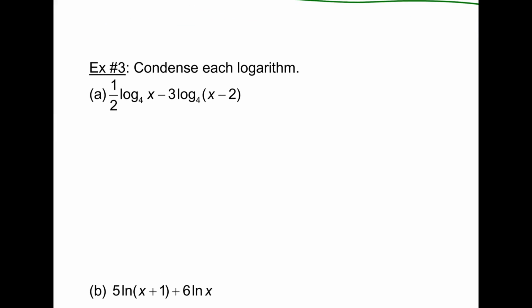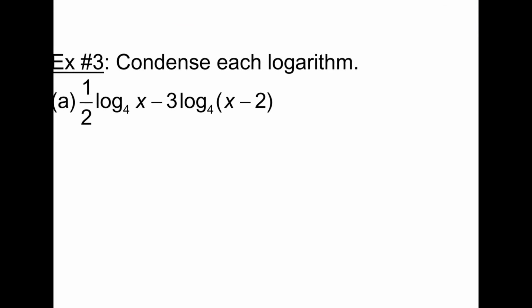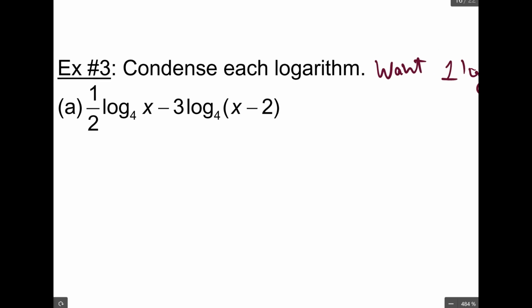Alright, and now we want to condense. So our goal is to end up with one log, one logarithm at the end. Okay, so first, let's bring this out front here. That means these were the exponents, whatever number was out front.